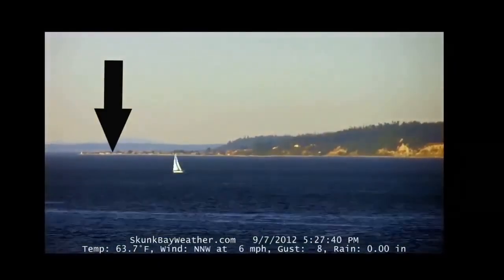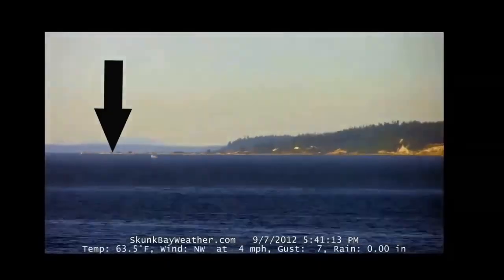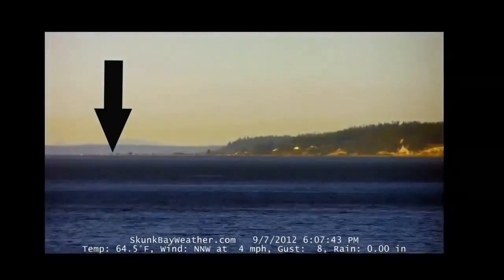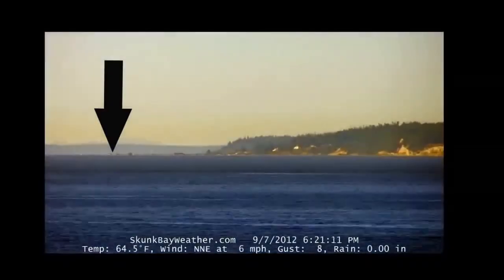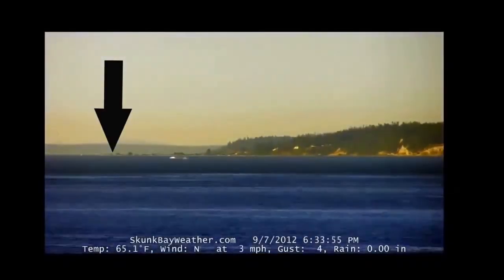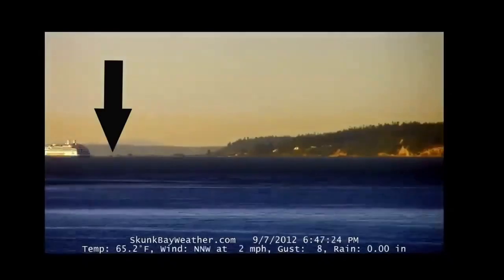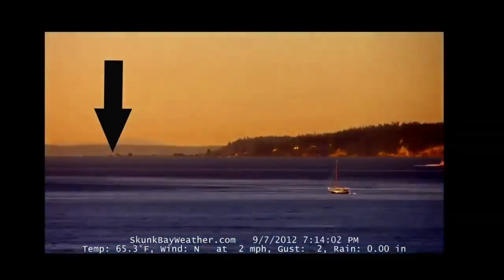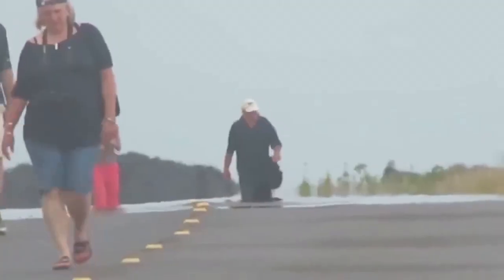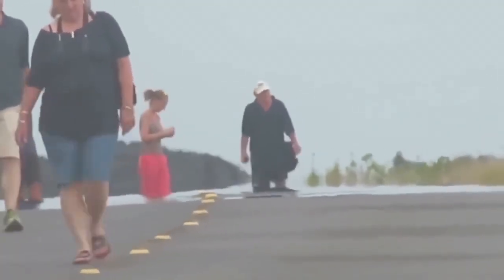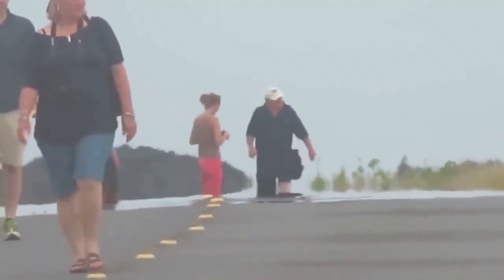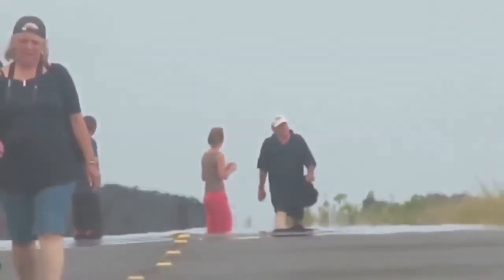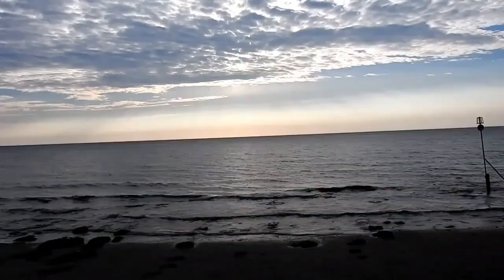This is an optical illusion. The water mirages on itself. The atmosphere is acting like a magnifying lens. Look at this man. You can't see the bottom of his legs because they're behind the curvature of the Earth. Is that right, or are we just seeing a mirage effect?